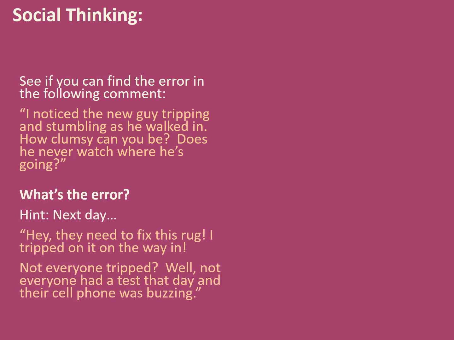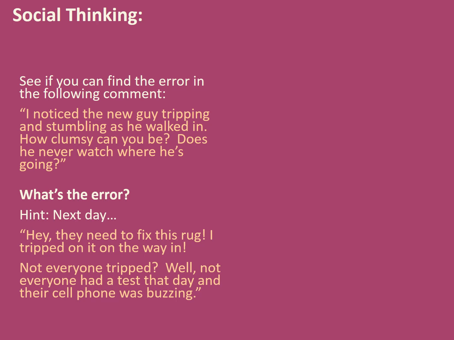Now, the next day, you walk in the same room on the same carpet and you trip. So now you don't say, well, I'm clumsy, I'm a fool, what am I doing? You say, hey, they need to fix this rug. I tripped on the way in. It's the rug's fault. So you are making a situational attribution for your own clumsiness, but you're making a dispositional attribution for another person's clumsiness, saying, well, they're a clumsy person. What's wrong with them? And this is what people in Western cultures do.